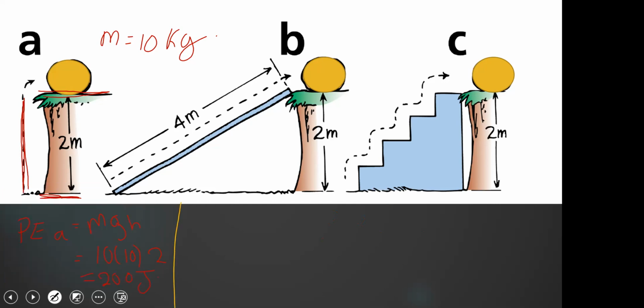Now let's find the potential energy at point B. mgh.